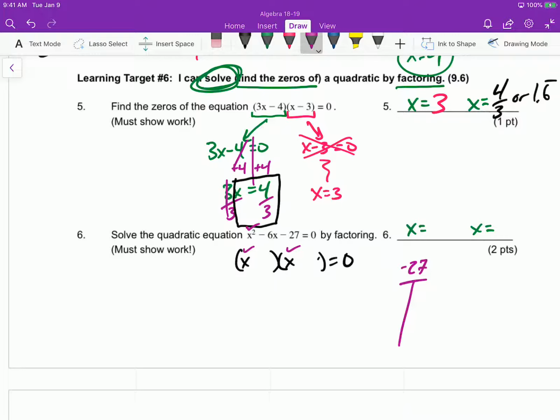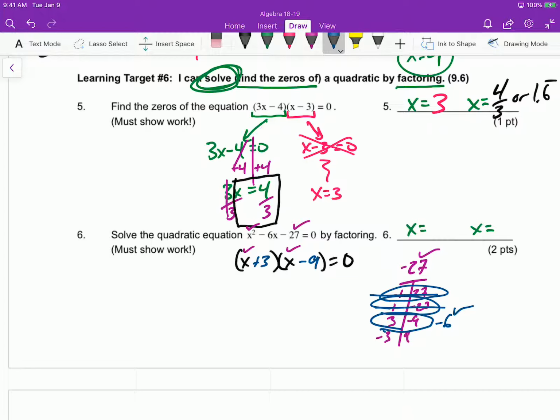But then my negative 27, let's see, I could have negative 1 and positive 27, or 1 and negative 27, or 3 and negative 9, or negative 3 and positive 9, and that's it. So check on the negative 27. It's got to be one of these combinations. And now I'm just going to see which ones, if I combine them sideways, will work. No, that'd be 26. That one would be negative 26. This one would be negative 6. Oh, there's my winner. So it ends up being a positive 3 and a negative 9.